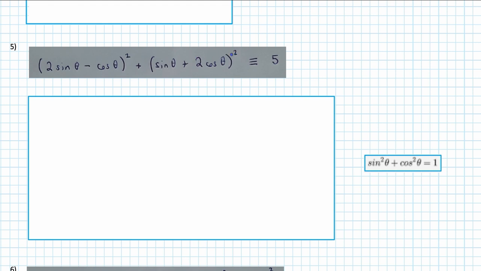Next question. So here we have a funny one. We have quite a simple answer at the end. It has to equate to 5 on the right-hand side. So we're going to multiply everything out. We have (2 sine theta minus cosine theta) squared. So we have to multiply that out, as you usually do with your algebra. And the same with the second one here. It's a little bit different. We have (sine theta plus 2 cosine theta). Again, write it out again, just to make it very clear for you.